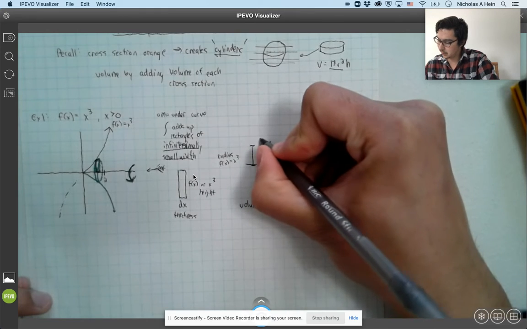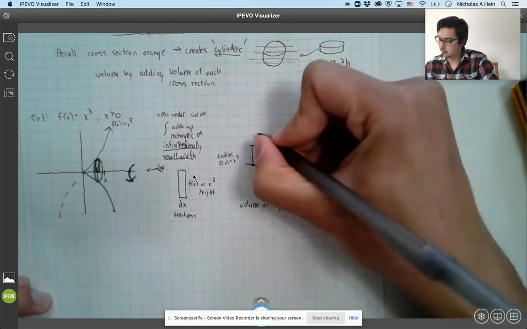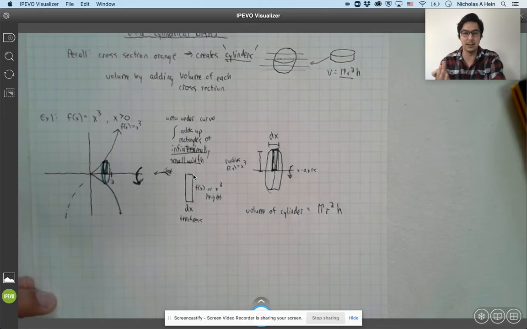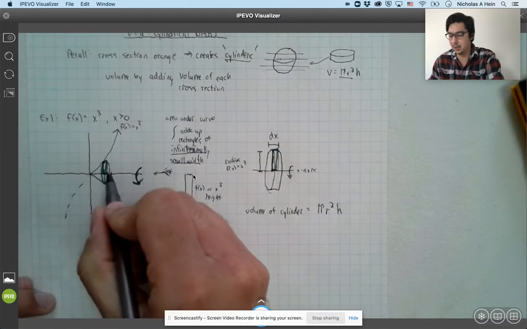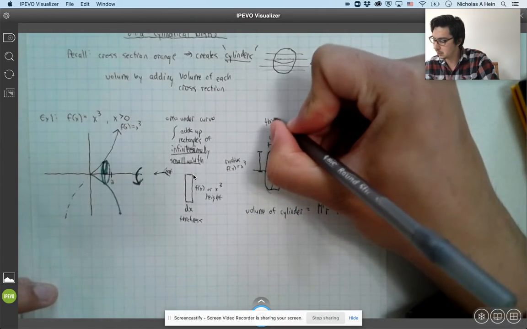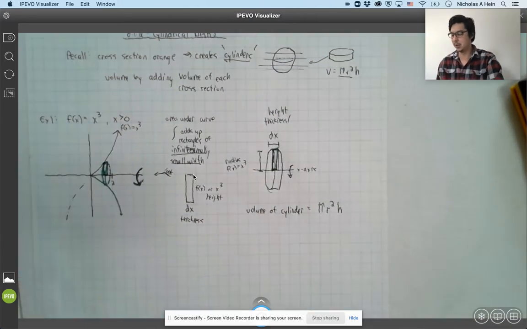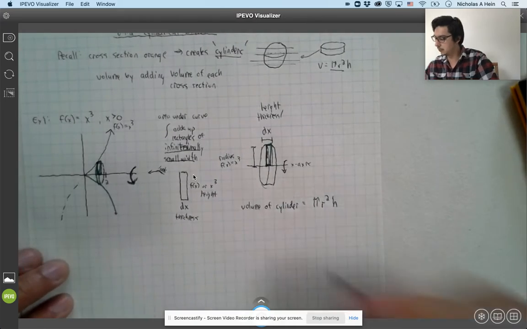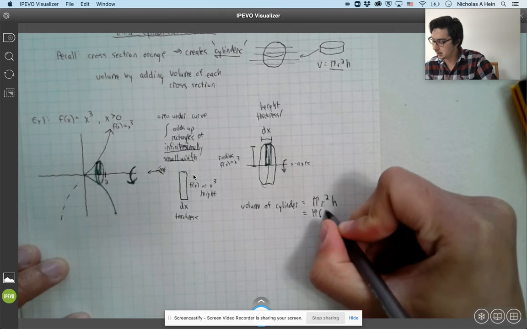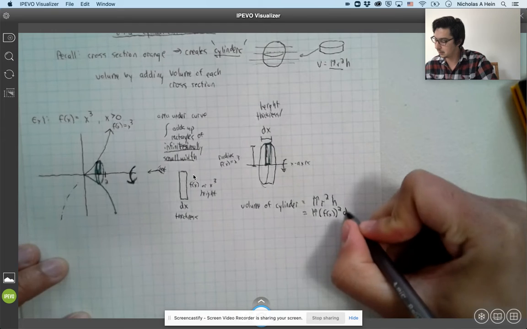Now, what's the thickness of this cylinder? The thickness, remember that book, is dx. Again, it's infinitely tiny, because we'd be cutting these up where we would make a lot of these. So that's the thickness, which in the formula itself we're referring to as the height. So what's the volume of this one cylinder when rotated about the x-axis? Well, it's going to be pi times the radius, f of x, squared, times dx.